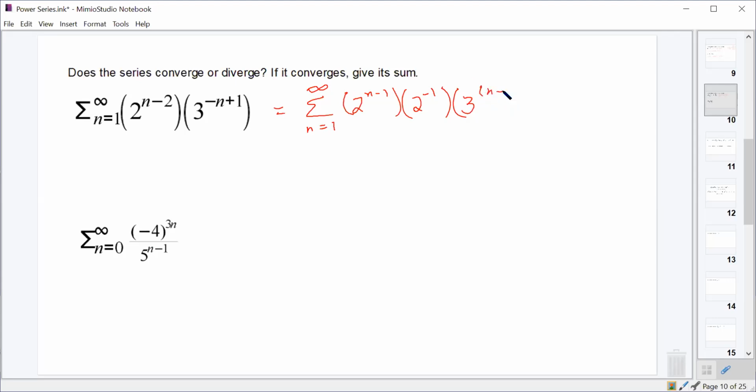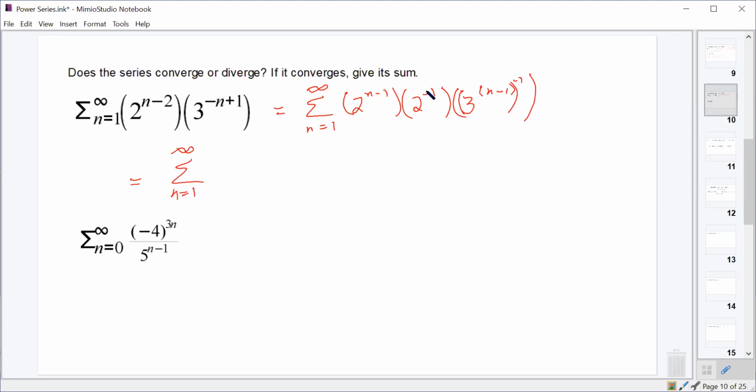So you want to write it as this, 3 to the n minus 1, to the -1, right? Because that's how exponent rules work, right? If you have a power to a power, you multiply the powers. So -1 times n minus 1 is -n plus 1. And so what does that allow us to write this as?